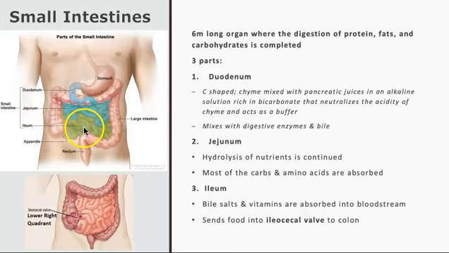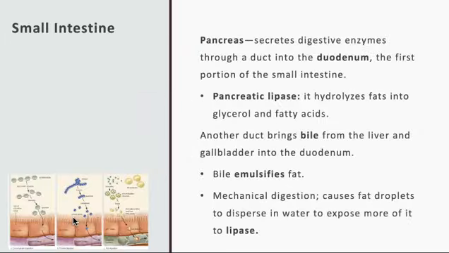So this last part is going to be where we have bile salts and vitamins start to absorb within our bloodstream. And we're also going to send food into the large intestines through an area known as the ileocecal valve. This helps to ensure that the food within the small intestines moves in a one-way direction into our large intestines.